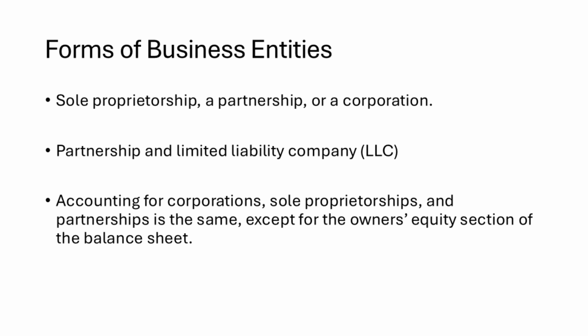Accounting for corporations, sole proprietorships, and partnerships is the same, except for the owner's equity section of the balance sheet. The owner's equity section for a sole proprietorship consists of the owner's capital account, whereas the owner's equity section for a partnership has a capital account for each partner. The more complicated owner's equity section for a corporation will be described in detail in this book.